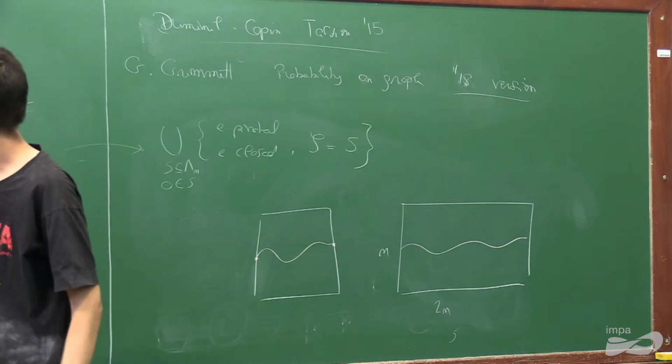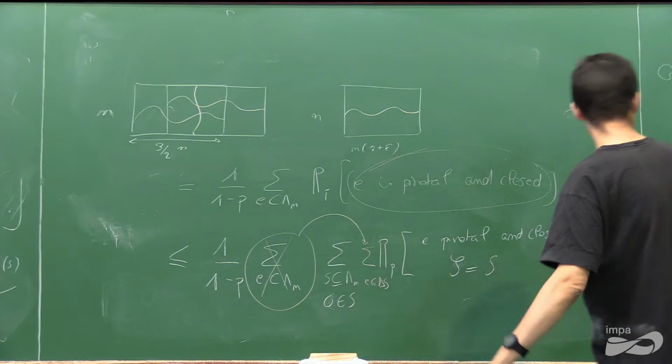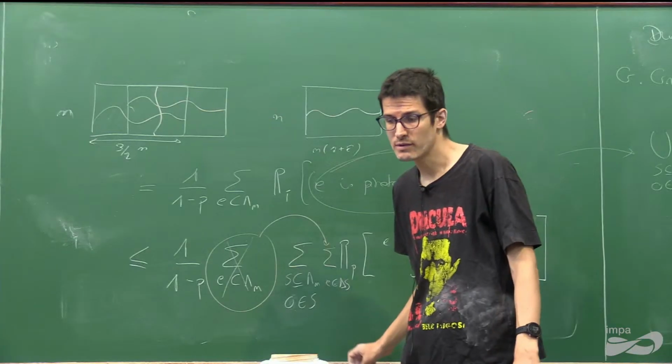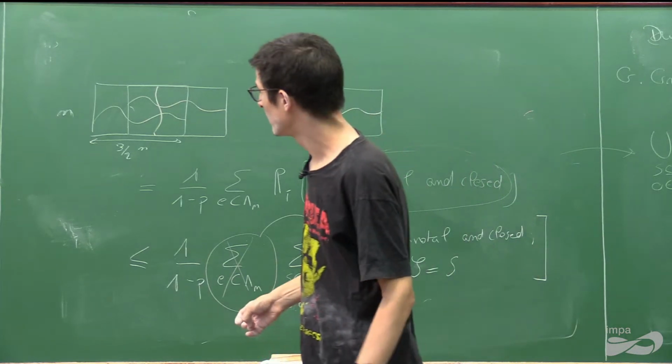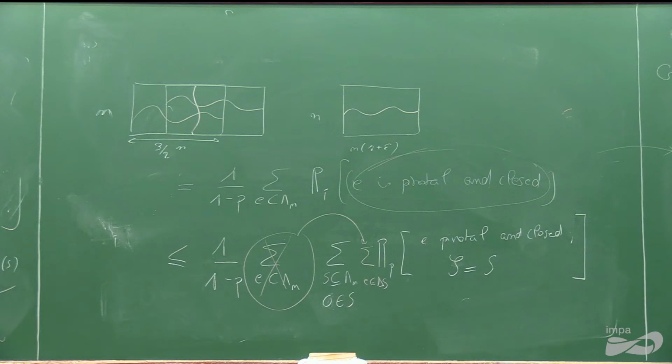So what we are going to see tomorrow is how you go from a square to this, and what kind of consequences it has on the connectivity properties at criticality.